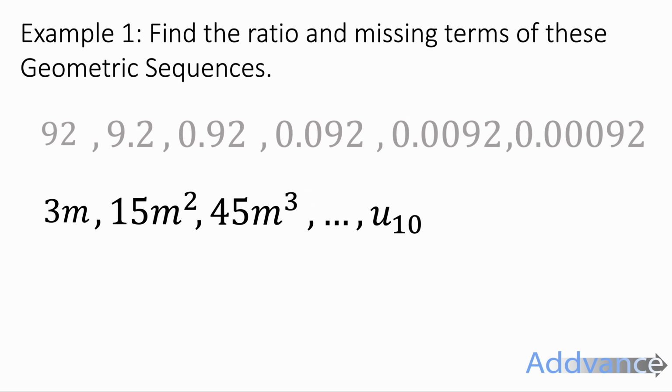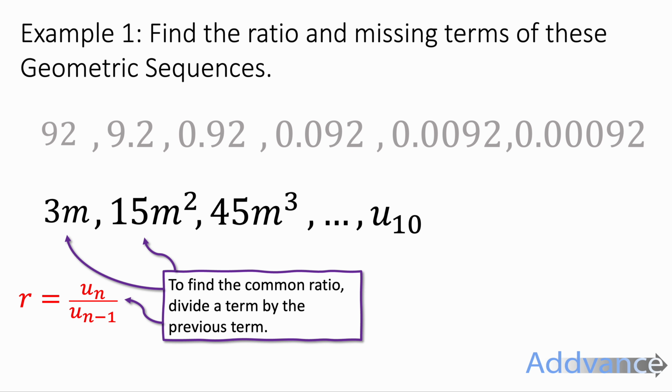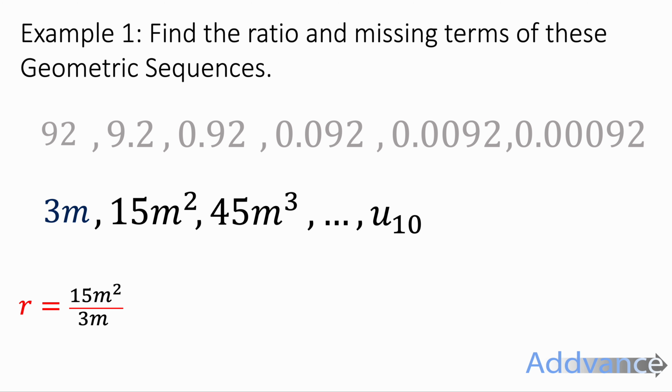Let's look at the next sequence now. 3m, 15m squared, 45m cubed, etc. This one has a bit of algebra in, but it works the exact same way. To find the ratio, we divide a term by the previous term. So 15m squared divided by 3m, if you simplify that algebraic fraction, you'll get the ratio is 5m. So you're multiplying by 5m each time. The first term is 3m.